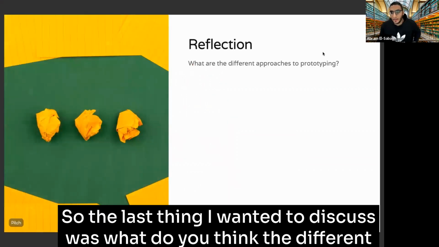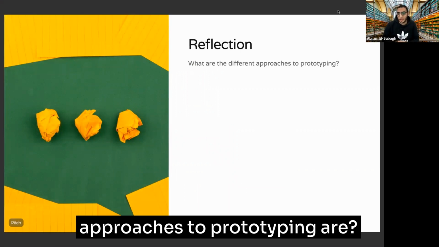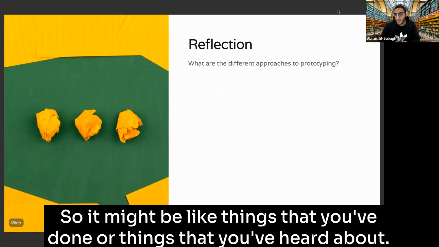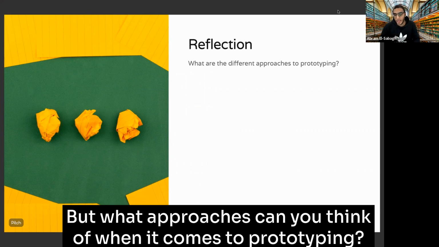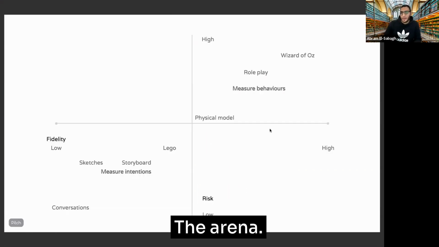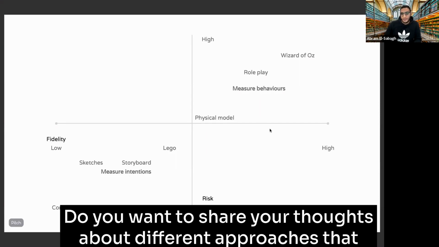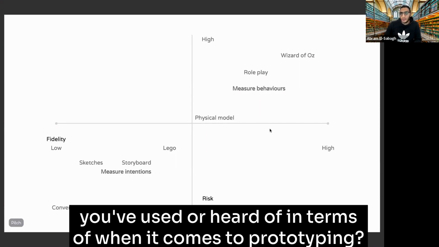So the last thing I wanted to discuss was, what do you think the different approaches to prototyping are? It might be things that you've done or things that you've heard about. What approaches can you think of when it comes to prototyping? Darina, do you want to share your thoughts about different approaches that you've used or heard of?